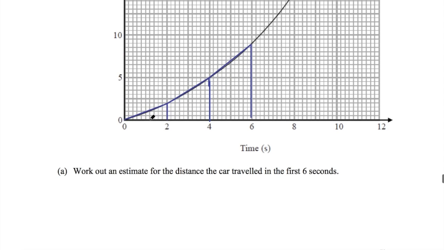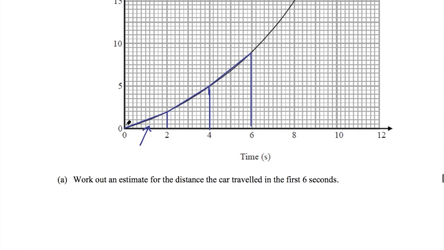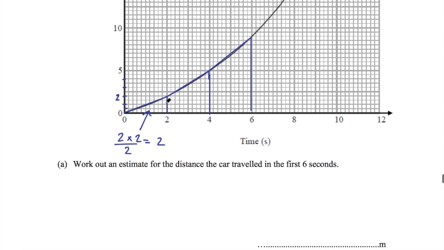So if we look at this triangle, the base is 2 and the height, if we look at this scale carefully, this is 1, 2, 3, 4, 5. So every 2 squares is worth 1 unit. So it's going to be 2. So the height of this triangle is 2. The base is 2. So the area is going to be 2 times 2 divided by 2. The height times the base divided by 2. That's going to be 2. So the area of that triangle is 2.